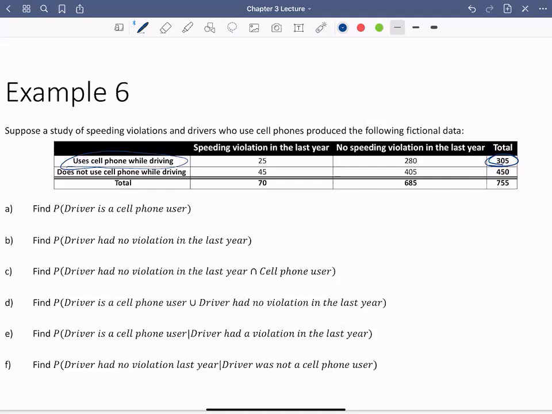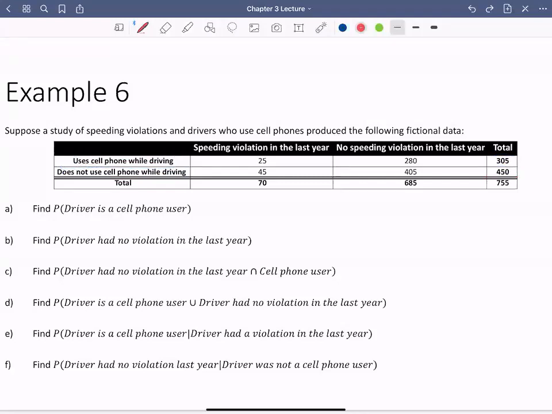305 use a cell phone while driving. How many do not use a cell phone while driving? 450 do not use a cell phone while driving. Okay, so you can see you can add straight across or down depending on whether you're looking at the row or the column. So now let's see if this makes it a little bit easier to read these.